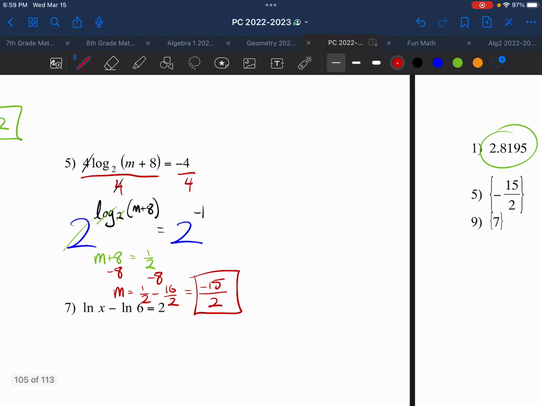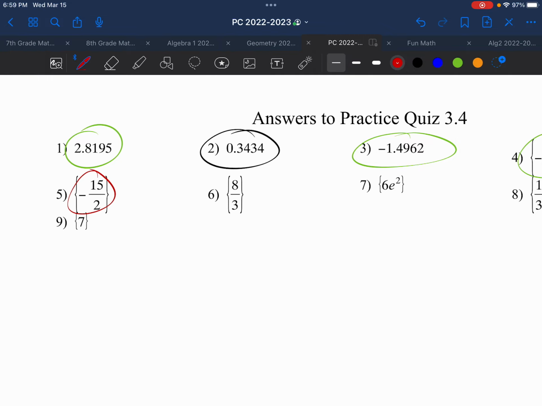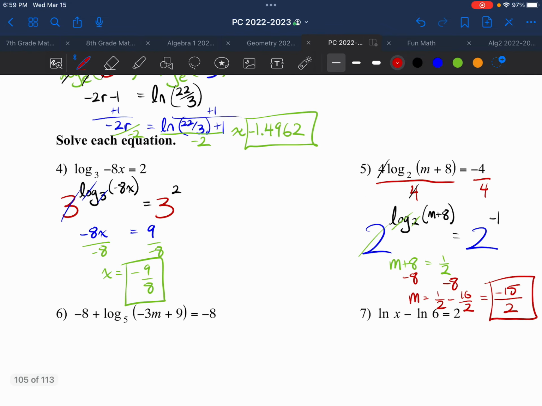I think that's the right answer. Let's go ahead and check. Number 5, negative 15 halves. Pretty good so far. All right, number 6.